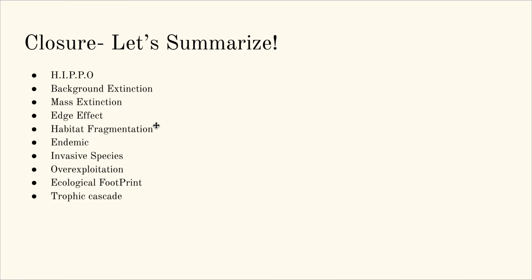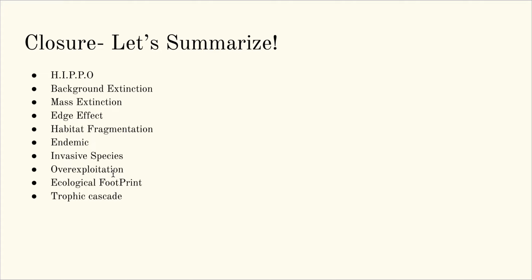Okay, so let's summarize. What are the main takeaways from this lesson? The main takeaways are the HIPPO: habitat, invasive species, population, pollution, and overexploitation. And then we have background extinction, which is a single species, mass extinction, which is 50% or more of all species, and threats to biodiversity, edge effect, habitat fragmentation, endemic, invasive species, overexploitation.